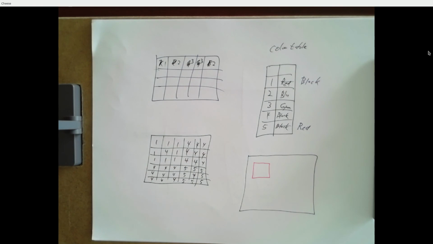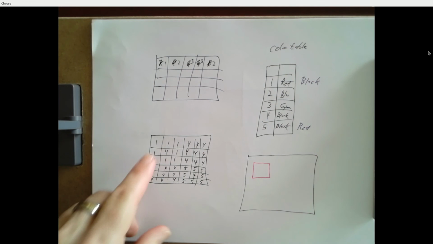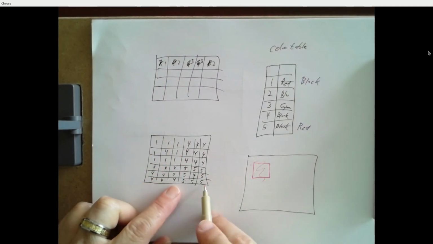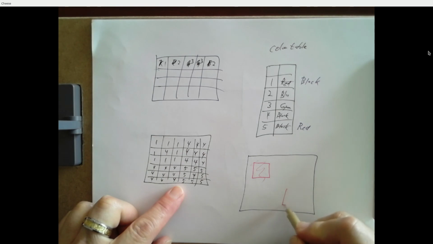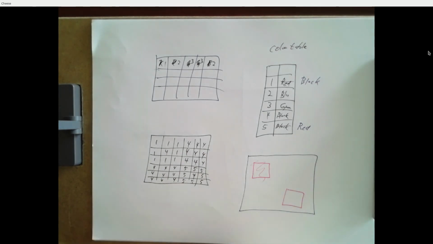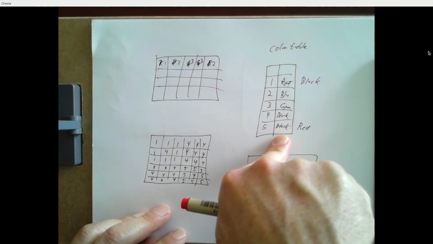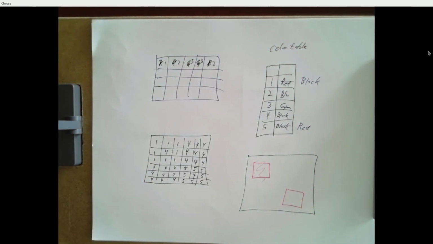And now, what does my display look like? This is all black, so this goes away. The 4s are still black, but the 5s are red. Suddenly, my square moves down over to here. And it took 2 write operations. Change that to black, change that to red. So this is sometimes called video lookup table animation.